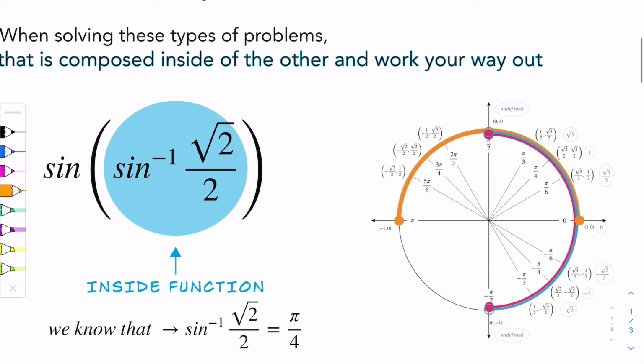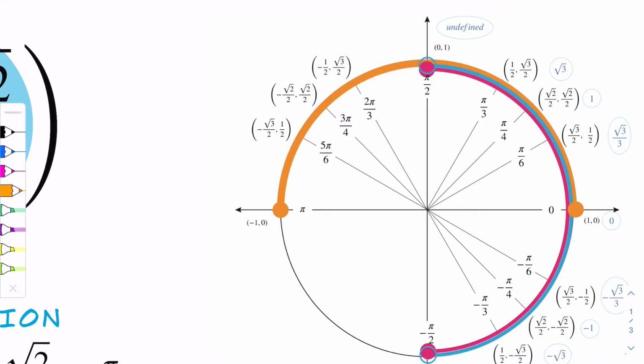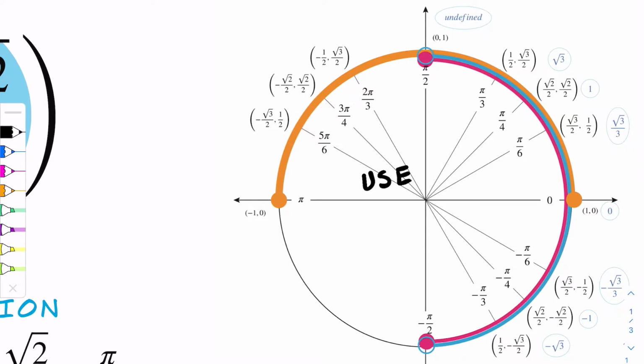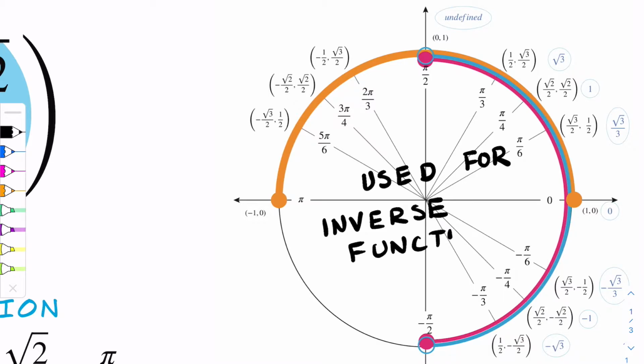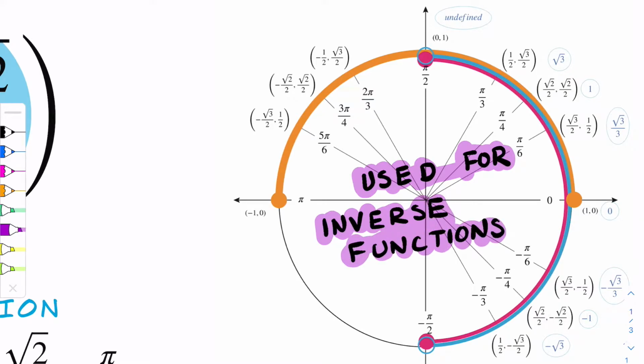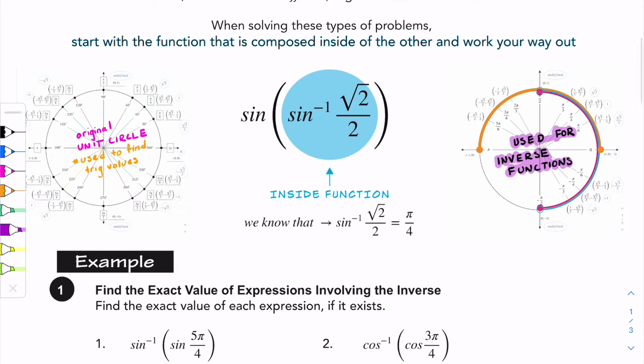Over here, I placed what I created as the inverse unit circle, and this is used to find inverses only. Okay, so you have to be specific and you have to understand how to identify which unit circle you are using. So let's come down to the first example set.